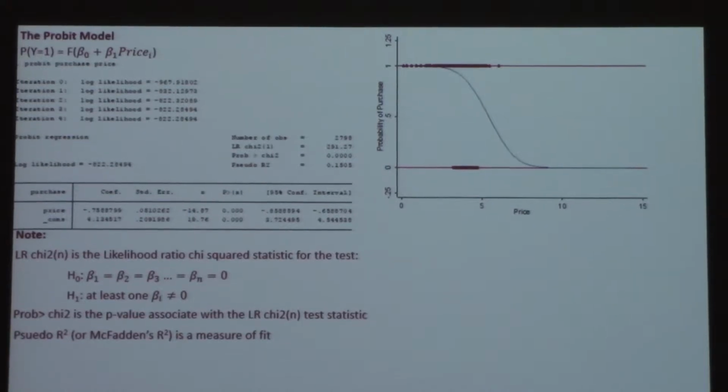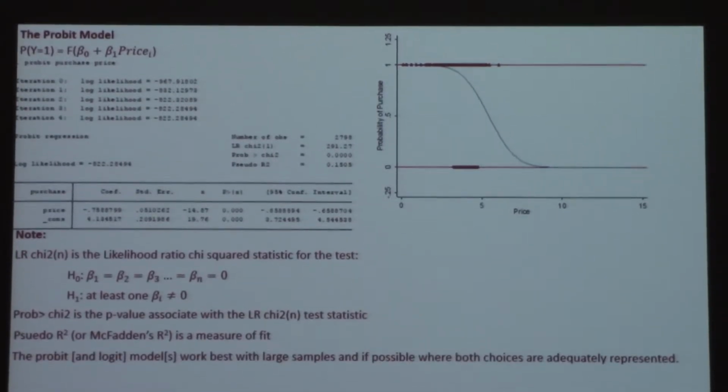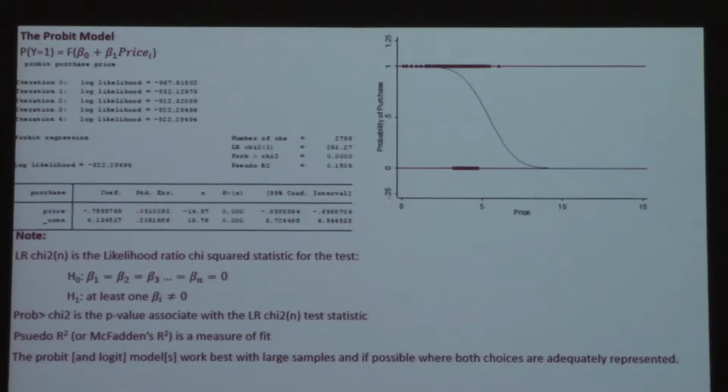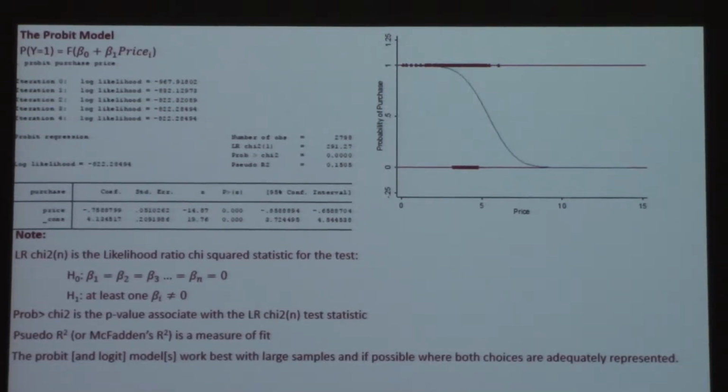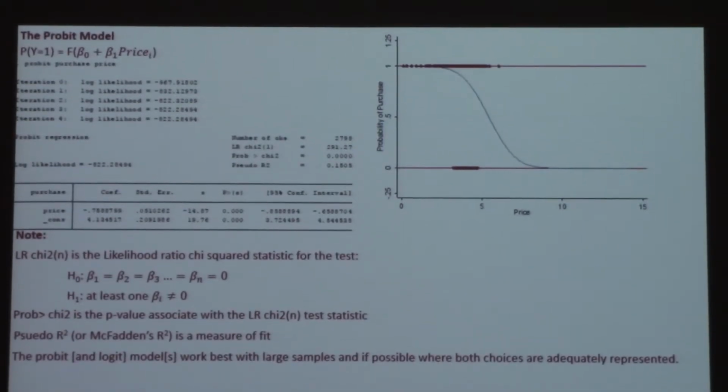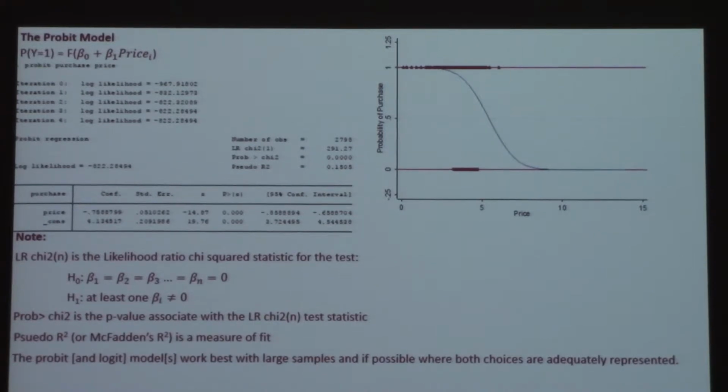The whole idea of a fit is strange, but I'm not going to think about that. The model works best when we have a sample size that includes lots of zeros and ones, as opposed to all zeros, all ones, or just a few zeros and just a few ones. We'd like to have both the purchases and the non-purchases at least well represented.